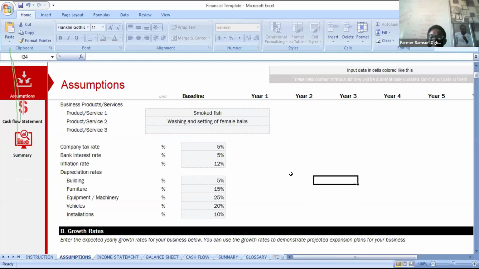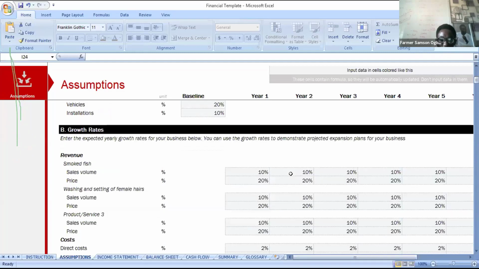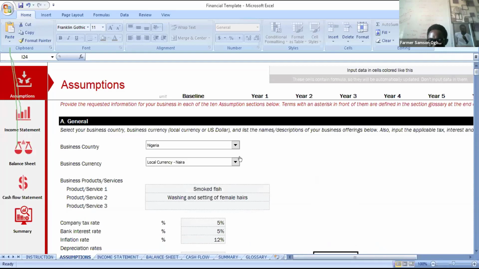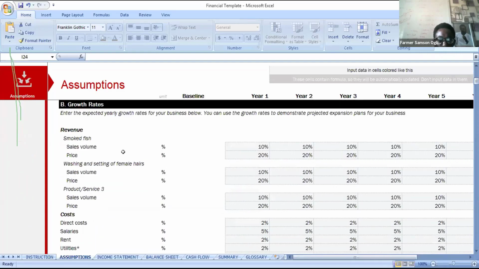Now, take note of some beautiful things that are automatically written. The percentages are already there. Your tax is 5%. Your bank interest rates, your inflation rate, these ones have already been stated for you. Leave them as it is. Now, we are done with the general. Now, let's go to your growth rate.